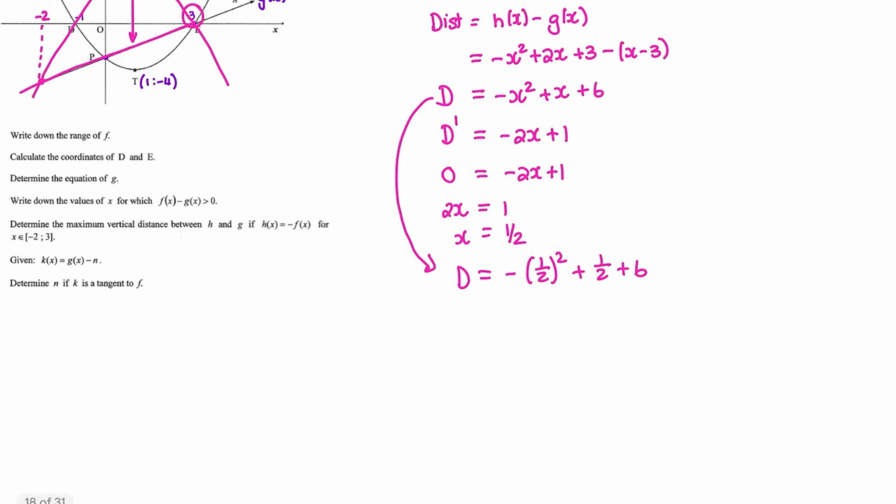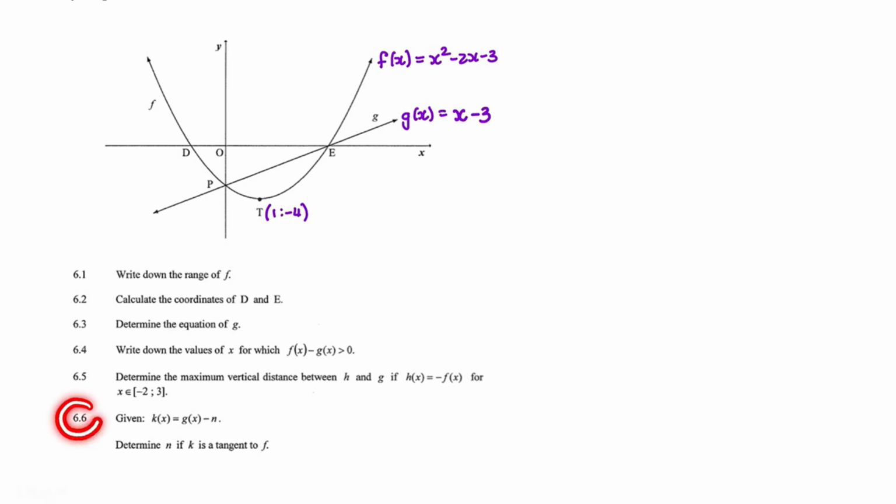And when I simplify that, the maximum distance would be 6.25 or 6 1/4. Question 6.6. Given that k(x) is equal to g(x) minus n, determine n if k is a tangent to f. So let us start by finding k(x).